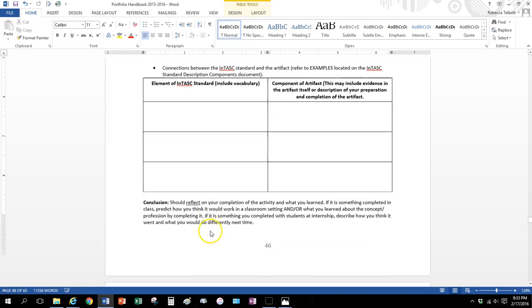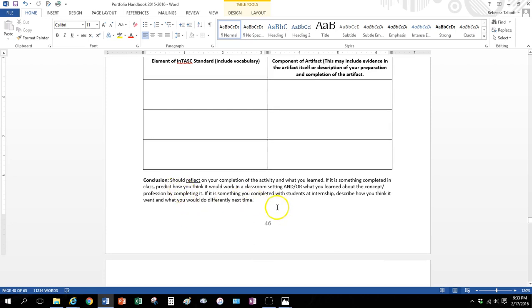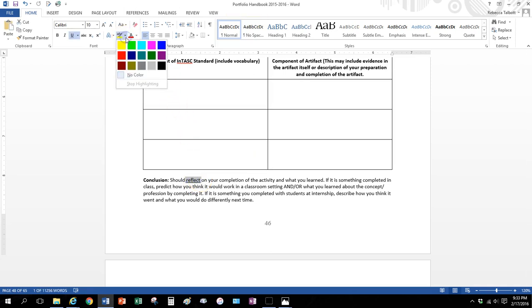And then down here at the end, you have your conclusion. In your conclusion, it's a reflection, and that's an important word. The whole idea of reflecting is for you to think back about what you've done, what you've learned, and what you could do better. This is where you're really thinking about all the stuff that you've done with this particular artifact, and what you really liked about what you did or what you think you did well. In general, I usually tell students to talk about a couple of different things.